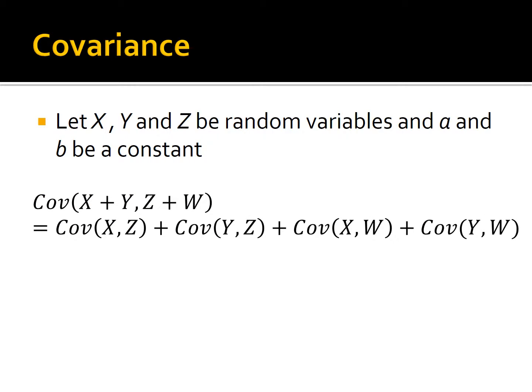So let's make it a little more complicated. The covariance of x plus y and z plus w equals, we have two random variables in the first term, and two random variables in the second term. So the total number of elements on the right hand side of the equation is 2 times 2 equals 4. So the covariance of x and z, covariance of y and z, covariance of x and w, and covariance of y and w. And the covariance of a constant and a random variable equals 0.